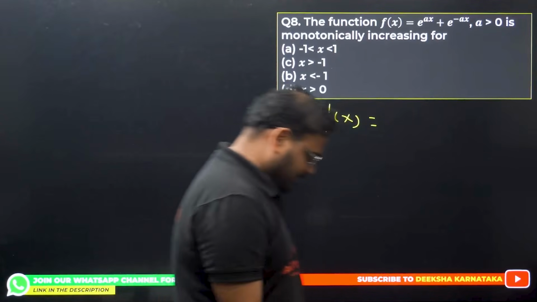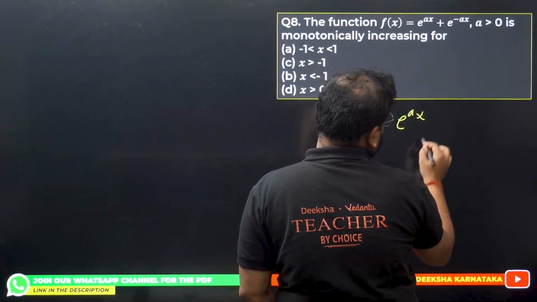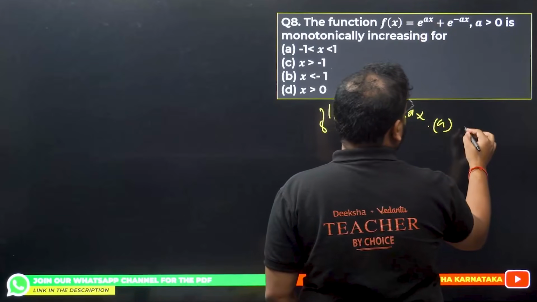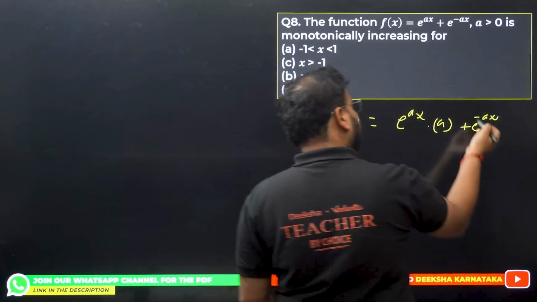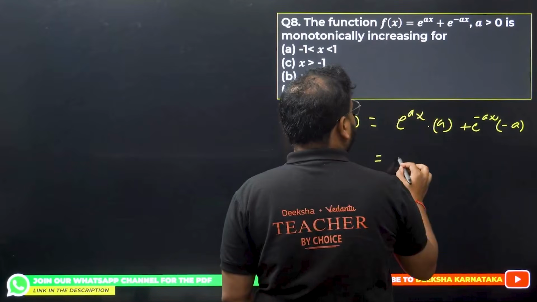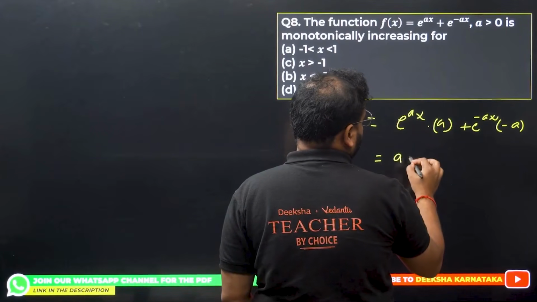f dash of x: you get e power ax, and the derivative of ax will become a. Plus e power minus ax, and the derivative of minus ax will become minus a. Alright, take a common, and what are you going to get?